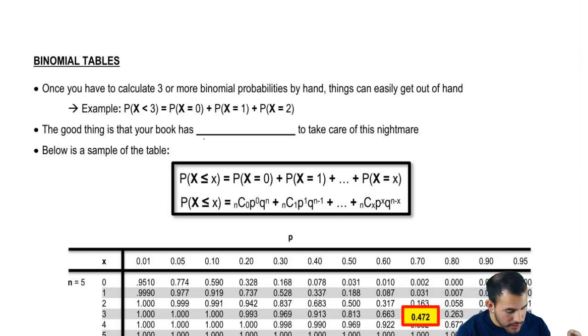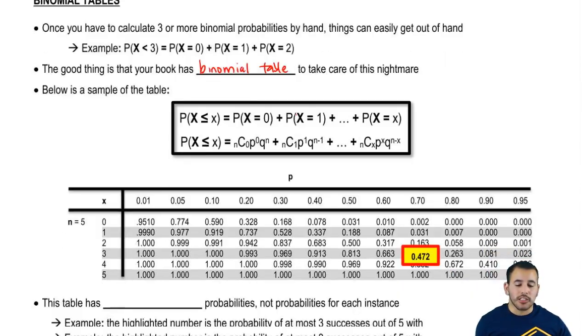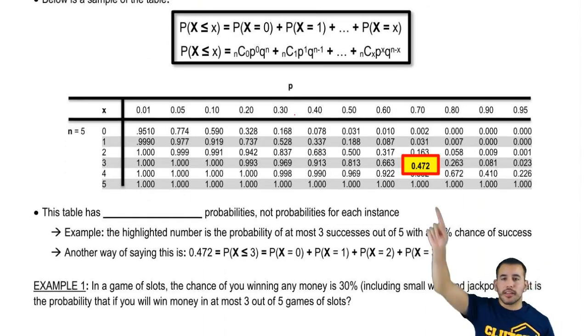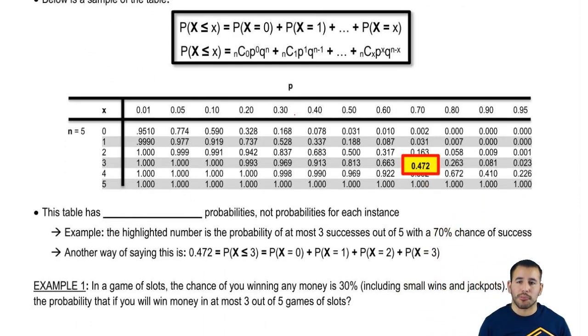Let me go ahead and put this in red. The book has a binomial table to take care of this nightmare. And so below is a sample of the table. Before we get into that top formula up there, let's go ahead and talk about what this number that I highlighted right here represents.